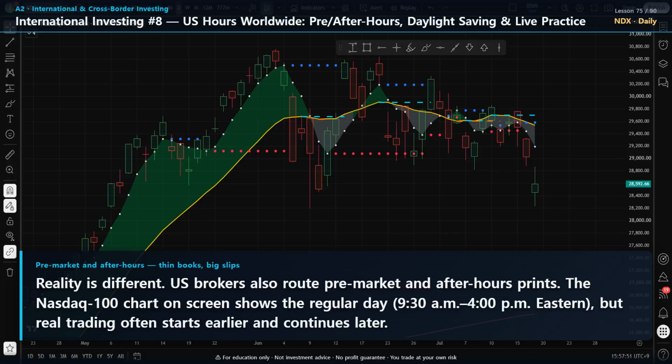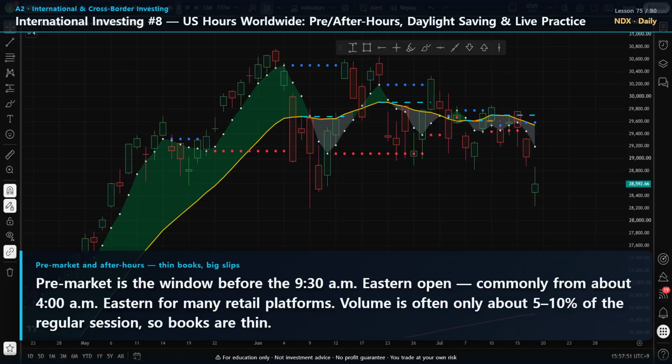Reality is different. U.S. brokers also route pre-market and after-hours prints. The DST 100 chart on screen shows the regular day, 9:30 a.m. to 4 p.m. Eastern, but real trading often starts earlier and continues later. Pre-market is the window before the 9:30 a.m. Eastern open, commonly from about 4 a.m. Eastern for many retail platforms. Volume is often only about 5 to 10% of the regular session, so books are thin.